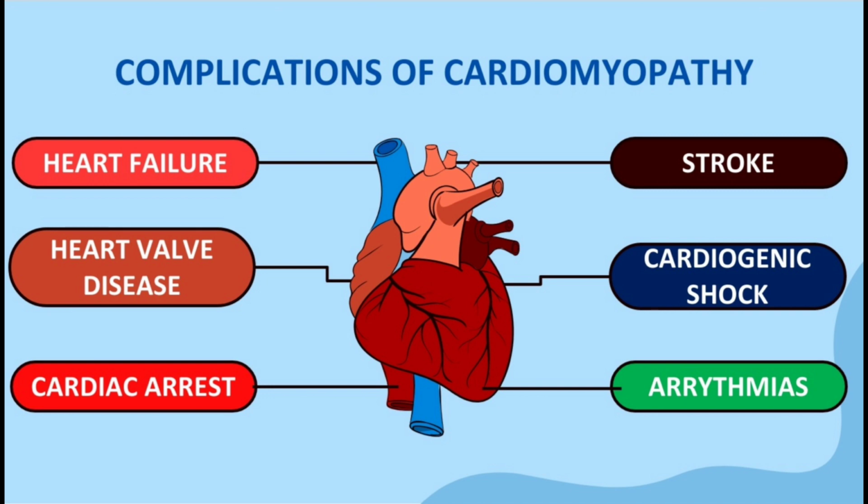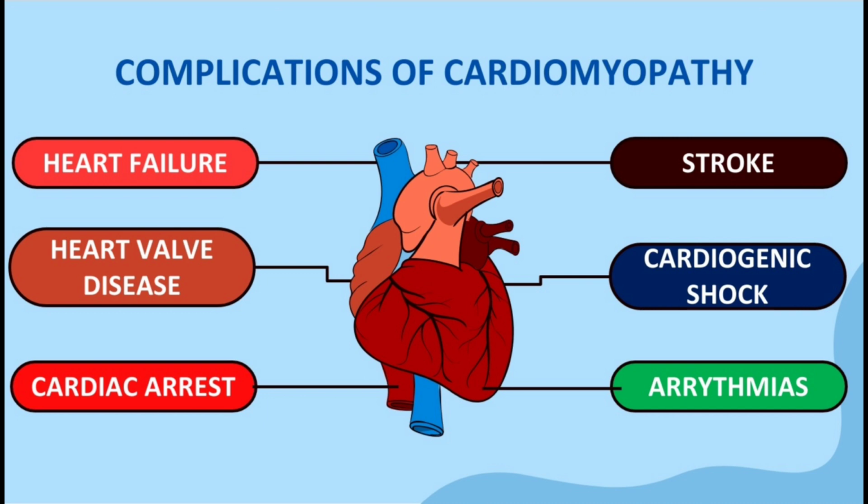Next is heart valve disease. Cardiomyopathy may cause enlargement of the heart chambers, leading to heart valve problems such as regurgitation or stenosis. Next is cardiac arrest. In severe cardiomyopathy, there is an increased risk of cardiac arrest, where the heart suddenly stops beating, often due to irregular rhythms. Next is stroke. In some cases, blood clots can form in the enlarged heart chambers, increasing the risk of stroke if these clots travel to the brain.